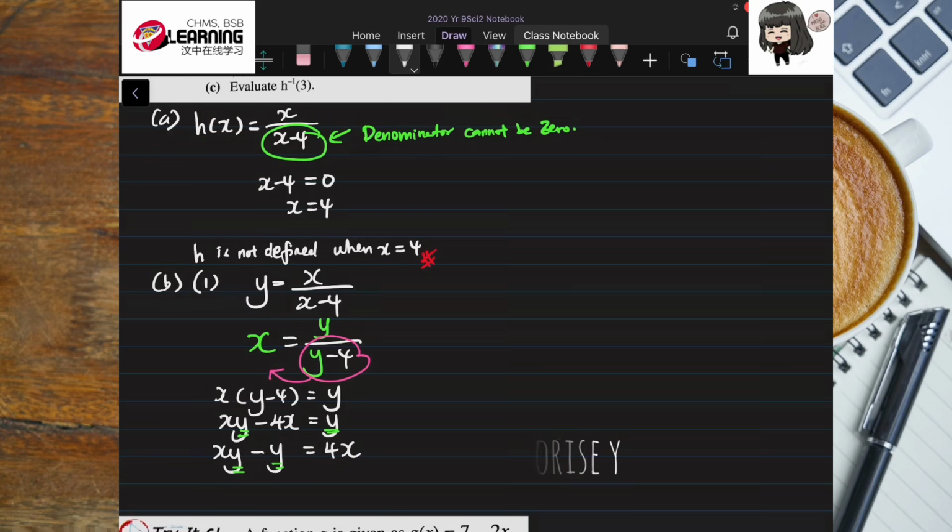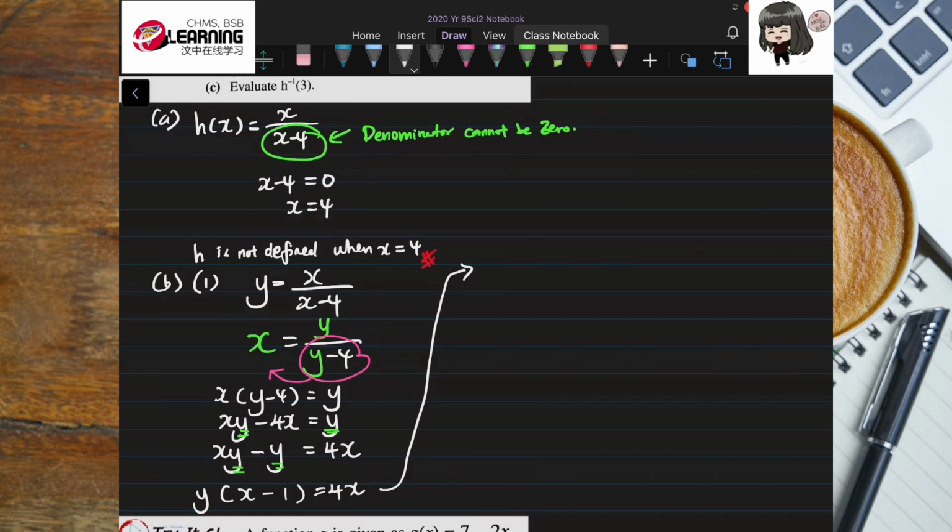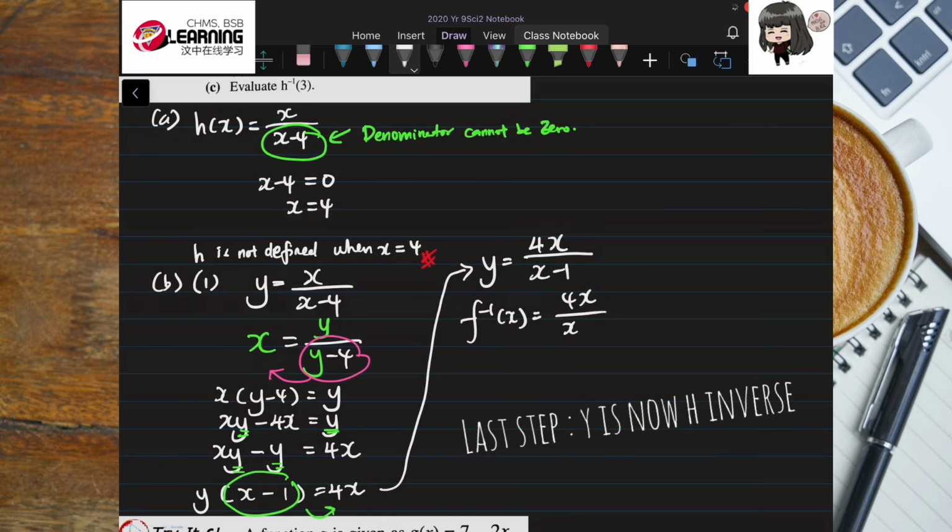Once you gather the y on one side, you factorize y, you take out the y, and it will become x minus 1, equals 4x. Now you can move this x minus 1 to the other side and it becomes divide, because the bracket means times, right? So y will be equal to 4x over x minus 1. So now your inverse is 4x over x minus 1.